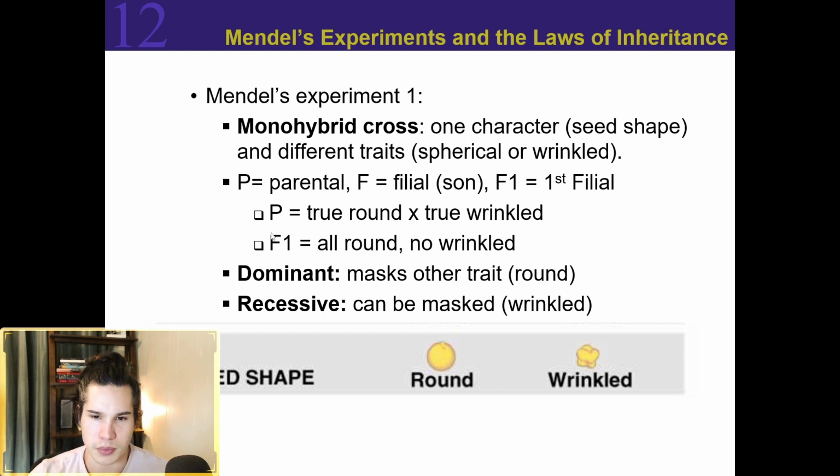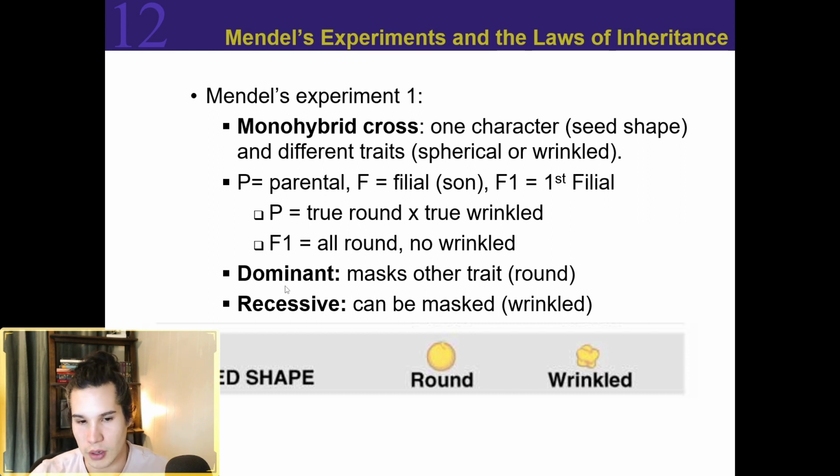So P, the parental generation. So the parental generation is true rounded, and he crossed it with true wrinkled seeds. And then the F1 generation, so the result, was all of them were round, none of them were wrinkled. Just 2 more terms here.